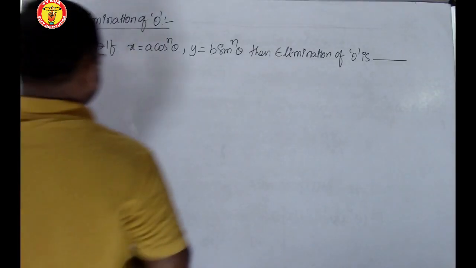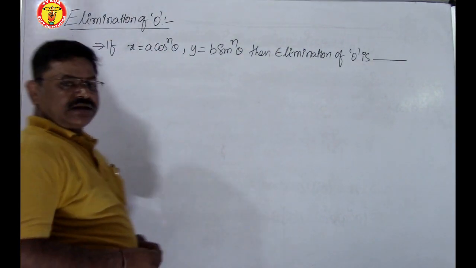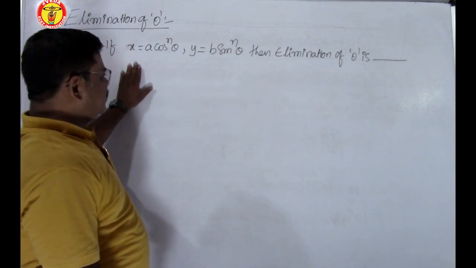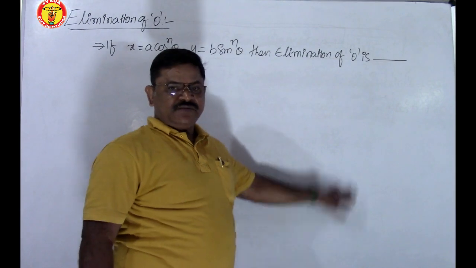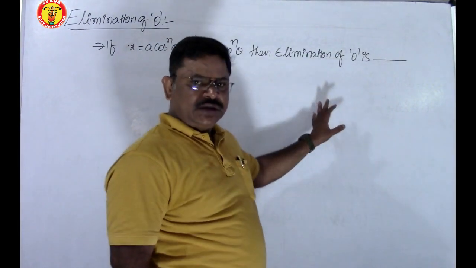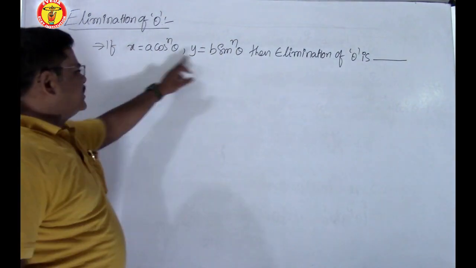Clear? Now the next method is elimination of theta. Elimination of theta means what? In the final answer, we should not show any theta terms. Now the problem is in terms of cos and sine.